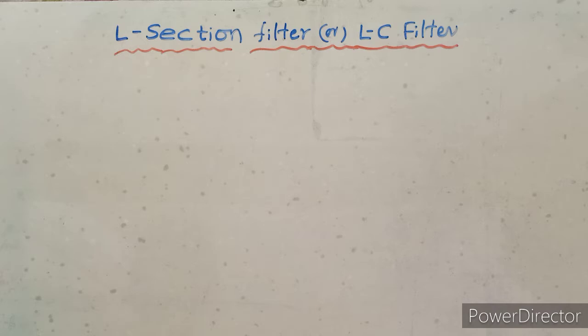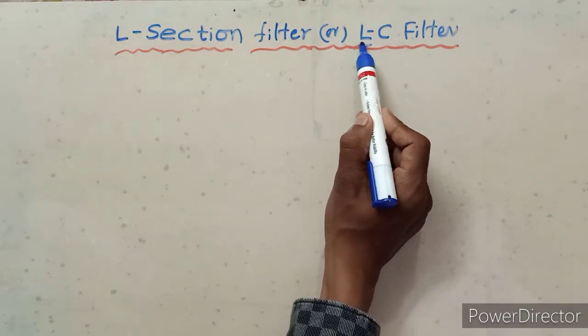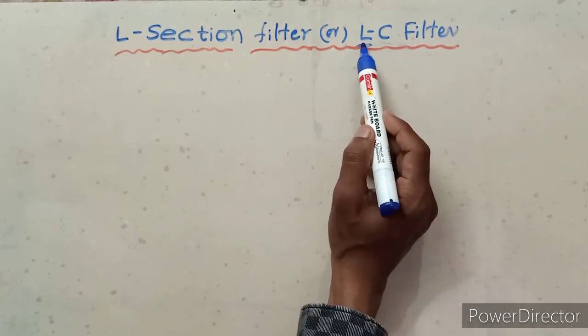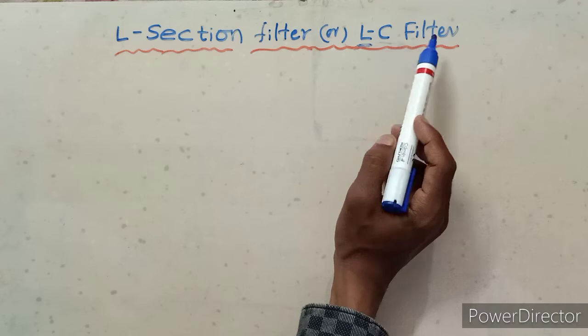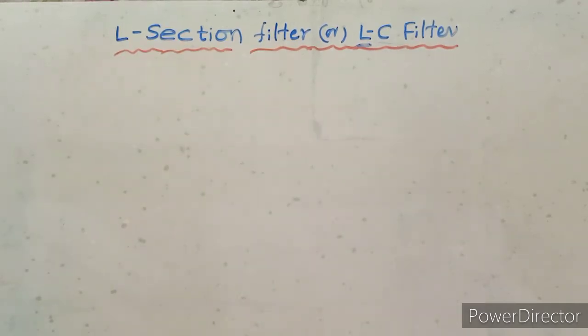Now we are going to discuss L section filter or LC filter. In L section filter there are two combinations: inductance, inductor coil and capacitor. Combination of inductor and capacitor is called as LC filter or L section filter.